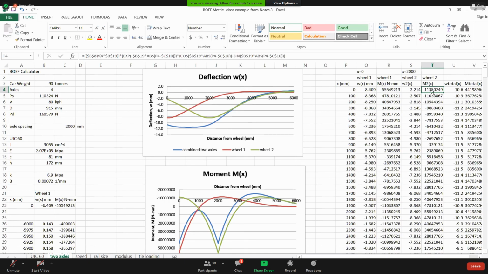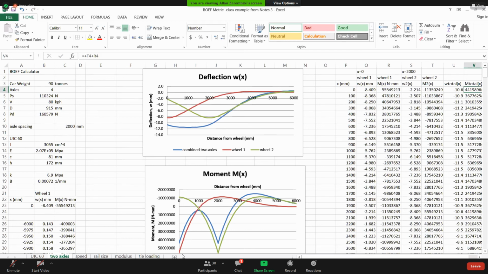Okay? So again, it's the same curve. Here's my red curve. Here's my green curve. It's the same curve. I've just shifted it over 2000 to reflect the position of the second wheel. And then for my combined moment, I just add every point together.